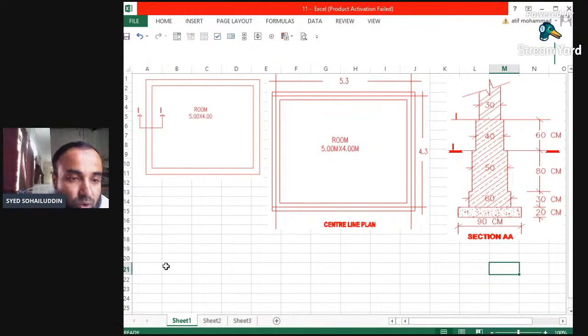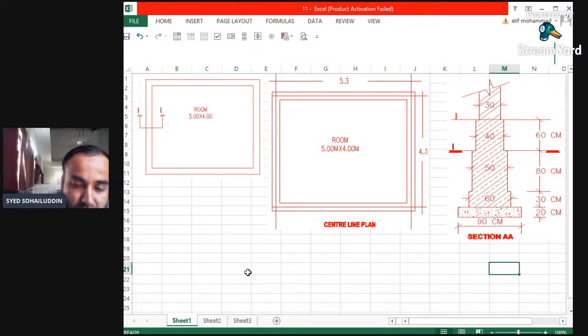So what is the procedure for the long wall short wall method? First we have to draw the center line plan, and calculate the center to center distance of the long wall and of the short wall. After calculating the lengths, we have to use the formula for the long wall and short wall. What is the formula which we discussed in the last lecture? What is the formula for the long wall?